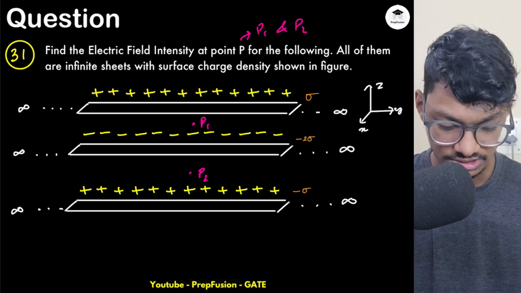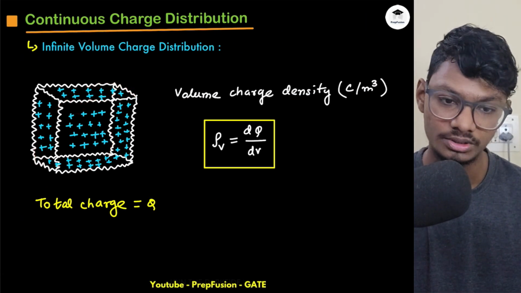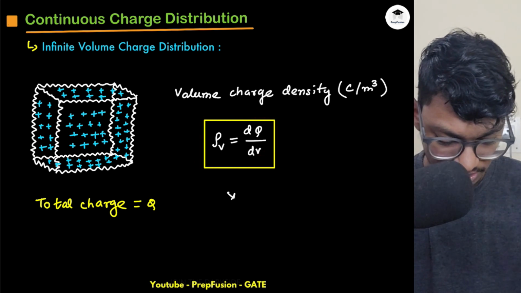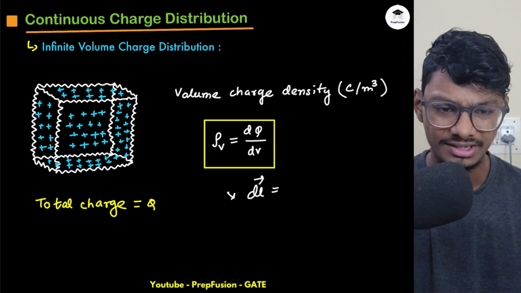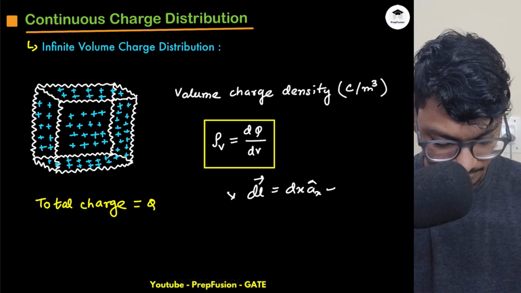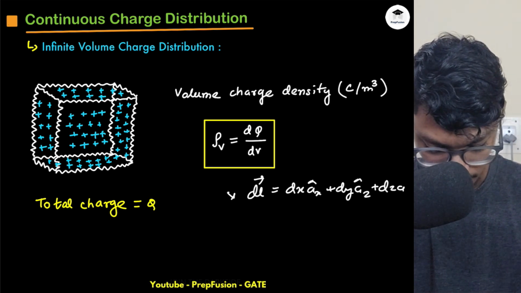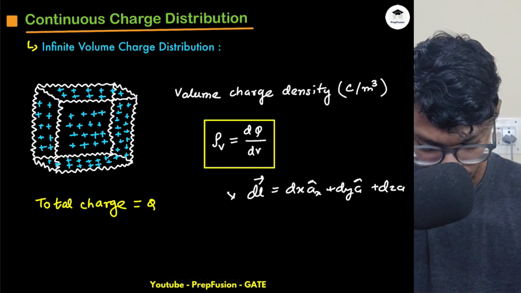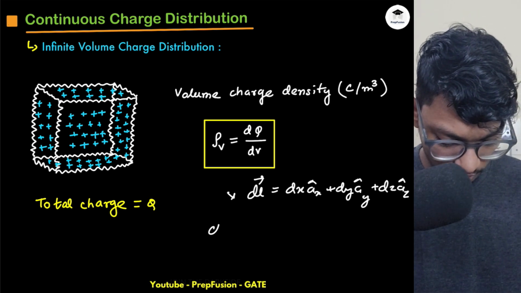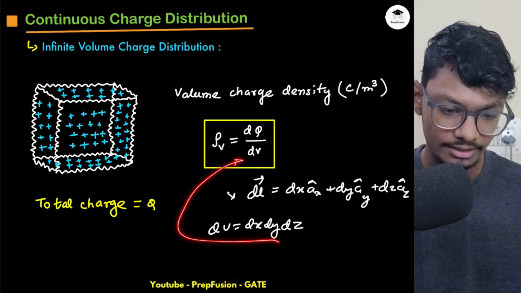Okay, so let's now come to the volume charge. We'll come to the volume charge now. So if I have a cube like this, what will the volume charge be? Volume charge will be this. And if you want to break this down further, you can. What is my dl? Like this is in the xy coordinates only, so it will be dx a_x cap plus dy a_y cap plus dz a_z cap. So my volume dv will be dx dy dz. Simply you can replace dv here and you can solve further.